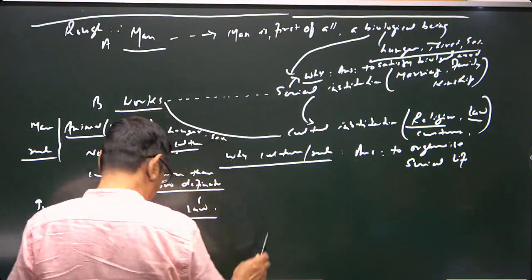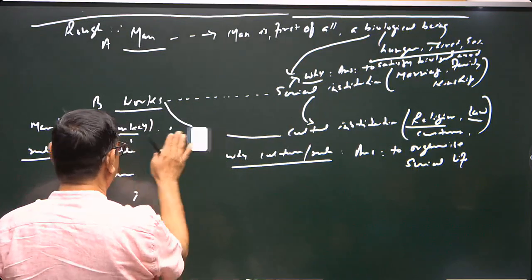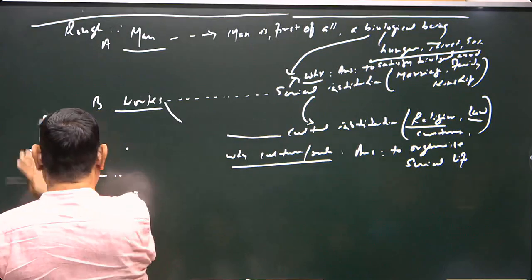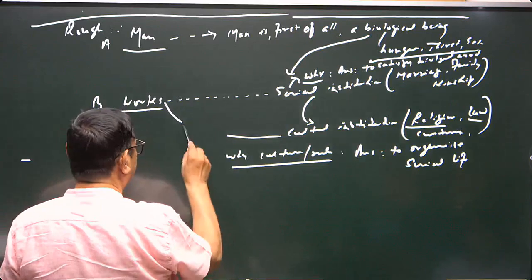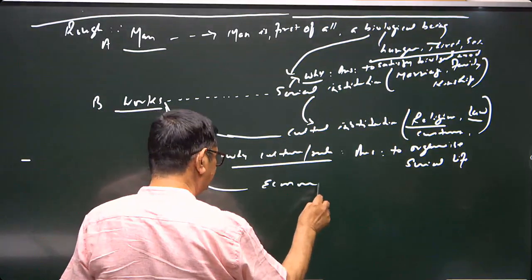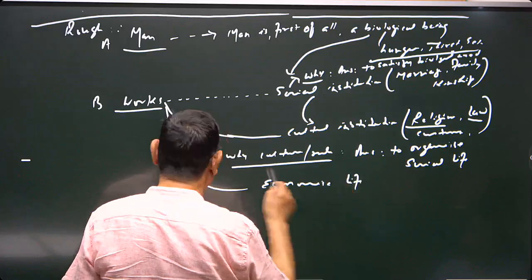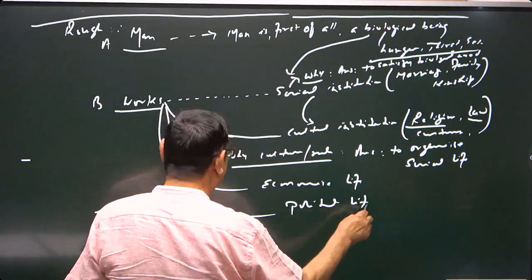And thereafter, man-made economic life and political life. So these are the 5 dimensions.